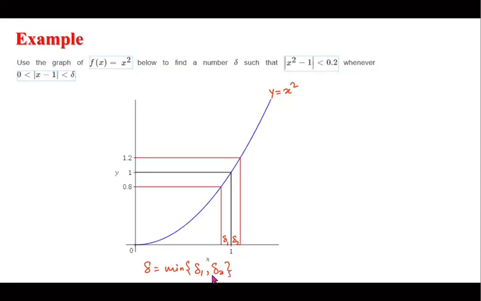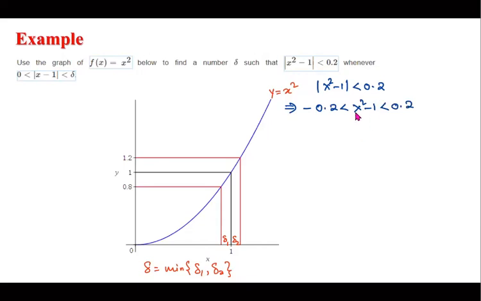So let's try to do the math and find this. In order to find this delta, the x value, because these are the x values, x is between certain two values. How we can find that is by solving this inequality. We have the absolute value of x squared minus 1 is less than 0.2. Using the definition of the absolute value, x squared minus 1 is between negative 0.2 and positive 0.2. We can write this as negative 0.2 is less than x squared minus 1 is less than 0.2.